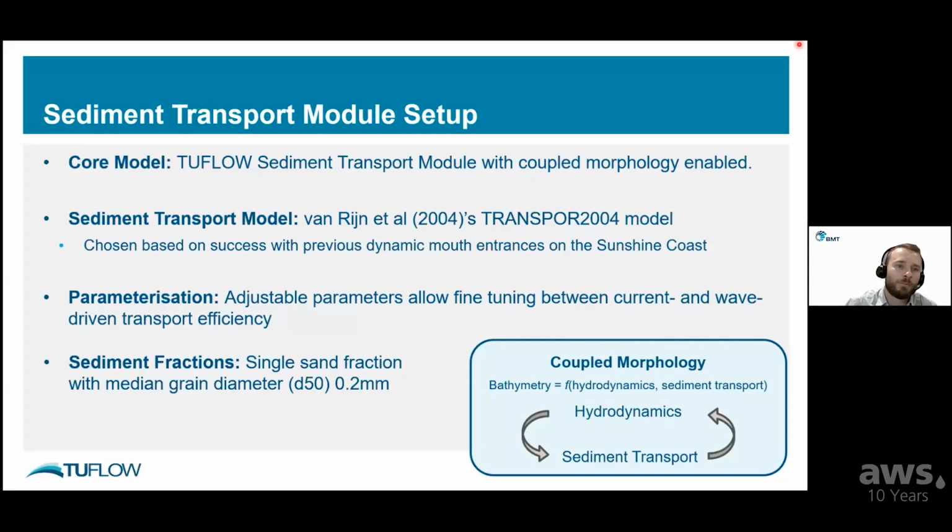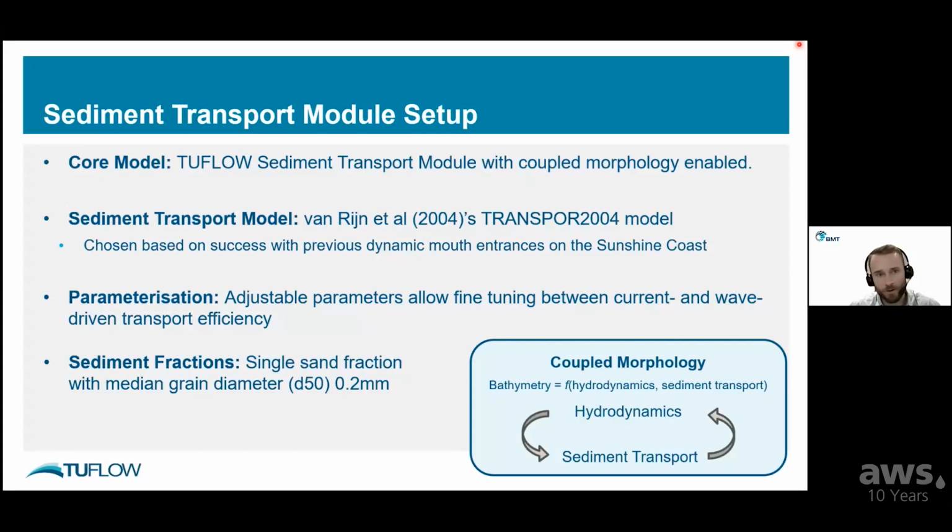The sediment transport model that we used was Van Rijn's transport. This is what we used for our erosion, bed load, and settling model. We chose to use this based on previous experience with other dynamic mouth entrances around the Sunshine Coast. There are other ones in the sediment transport module that also work here, for example, Soulsby-Van Rijn or Wilcock-Crowe. But the transport model provides quite a few adjustable parameters that allow you to fine-tune current and wave-related transport efficiency.